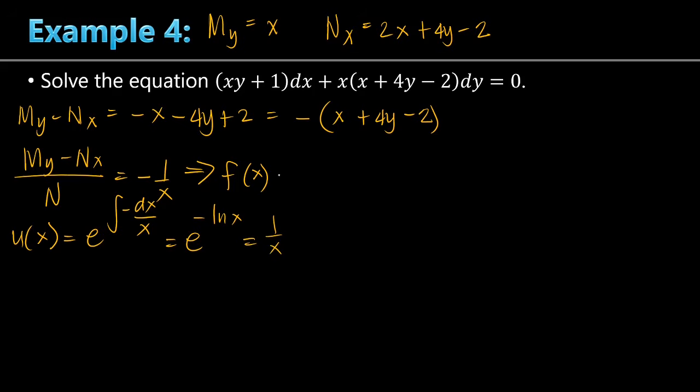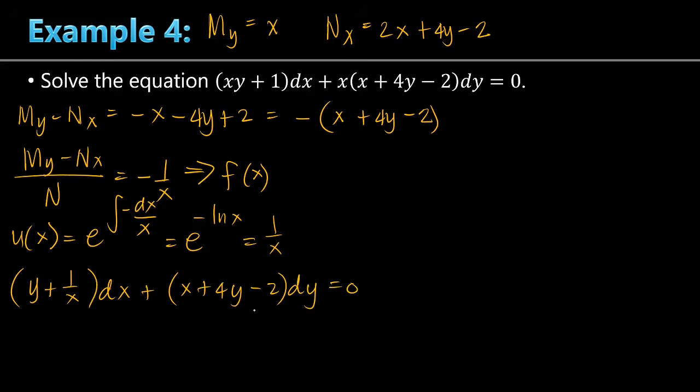Diba? So, kapag ito multiply ko dun sa given, magiging exact. Ang makukuha nating sagot is this times this, makakancel yung x, so may matitirang y. (y plus 1 over x) dx plus, ito mawawala kasi makakancel siya, (x plus 4y minus 2) dy equals 0. So, ito na nga yung exact equation natin.